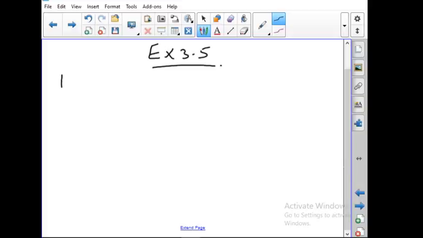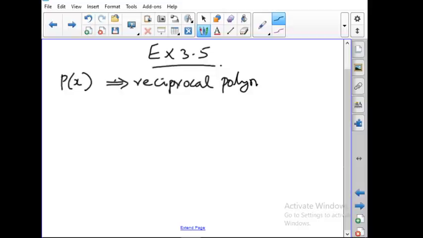A polynomial p of x of degree n is said to be a reciprocal polynomial equation if one of the following conditions is true.